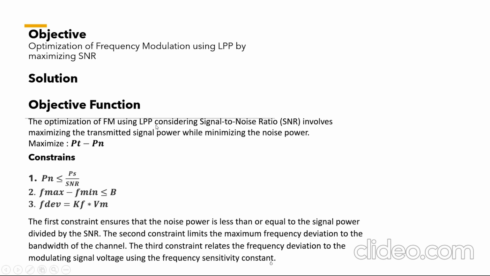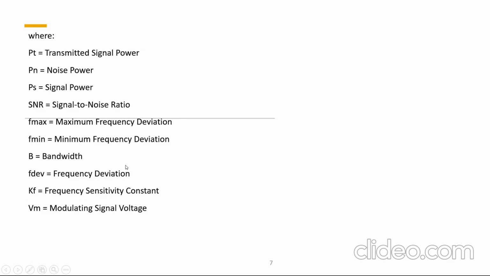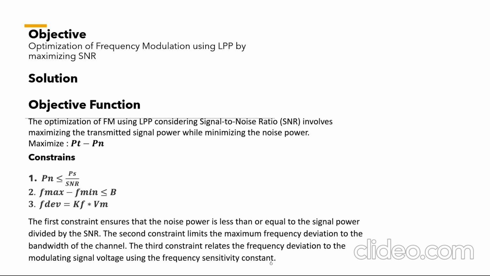Solution: the objective function is the optimization of FM using LPP considering SNR, which involves maximizing the transmitted signal power while minimizing the noise power. Maximizing the transmitted signal power involves PT minus PN, where PT is transmitted signal power and PN is noise power. The constraints are PN is less than or equal to PT by SNR, Fmax minus Fmin is less than or equal to B, and Fdv is equal to Kf into Vm.